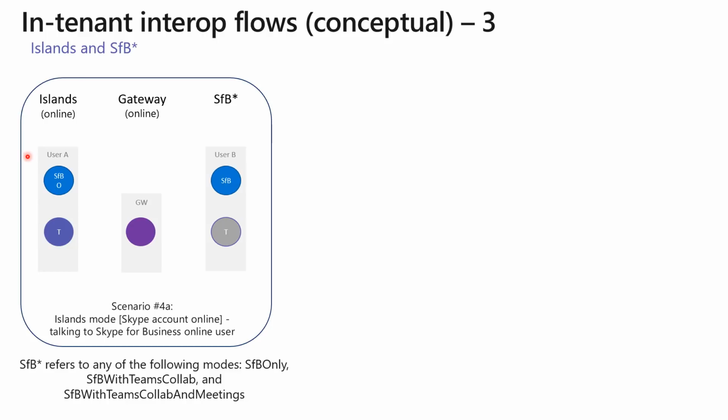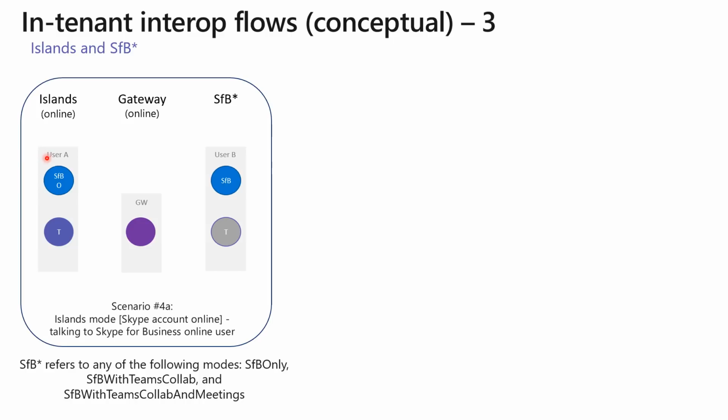Now let's look at our next scenario. In this case, we're going to look at a user that is leveraging islands that wants to speak to a user that is in one of the SfB modes, one of the Skype for Business modes. So an SfB star mode. So Skype for Business only, Skype with Teams collab, Skype with Teams collab and meetings, one of those three modes.